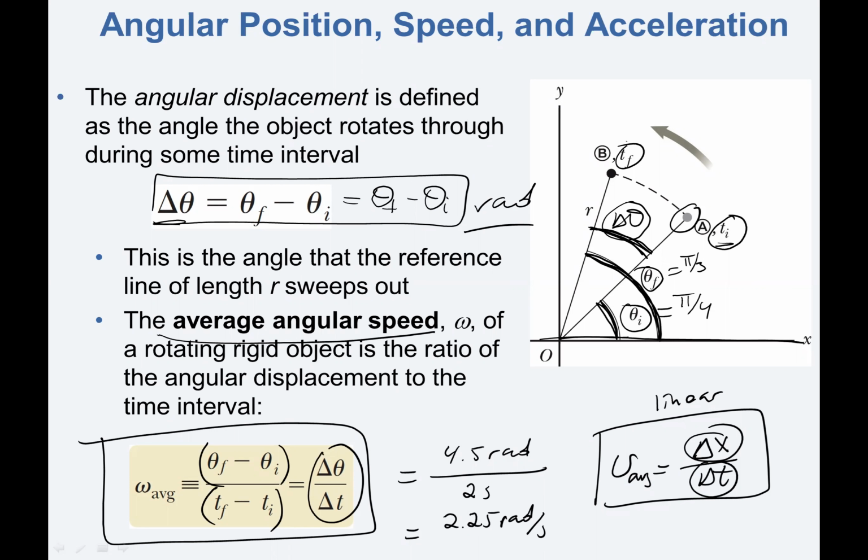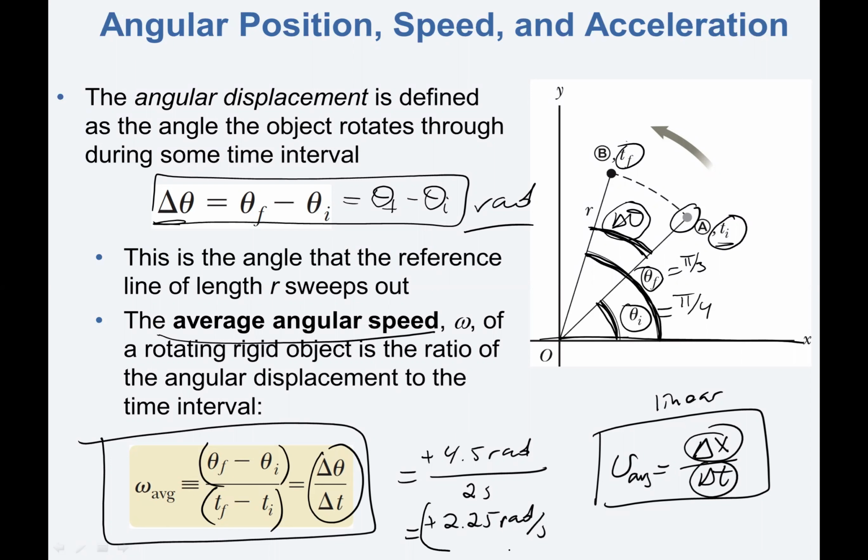Okay, so 2.25 radians per second. That means every second it undergoes 2.25 radians. And since this was positive 4.5, that means angular speed is positive 2.25. What do I mean by positive 2.25 radians per second, angular displacement or angular speed?